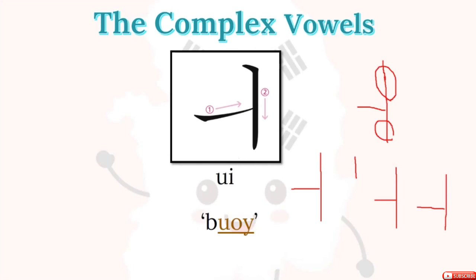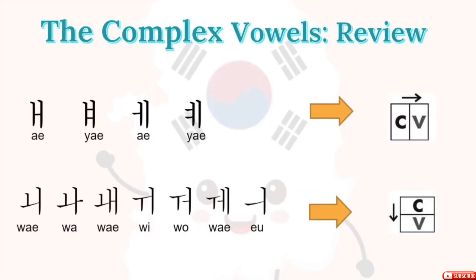Okay, so we have covered all the complex vowels. Let's review it. 에, 예, the longer sound. 에, 예, 왜, 와, 왜, 위, 워, 왜, 의.